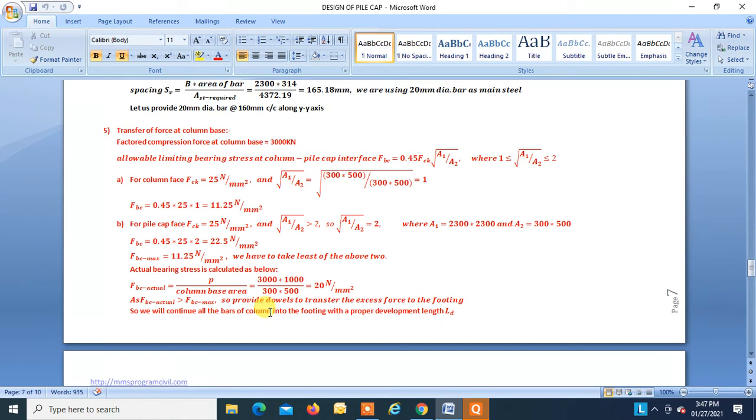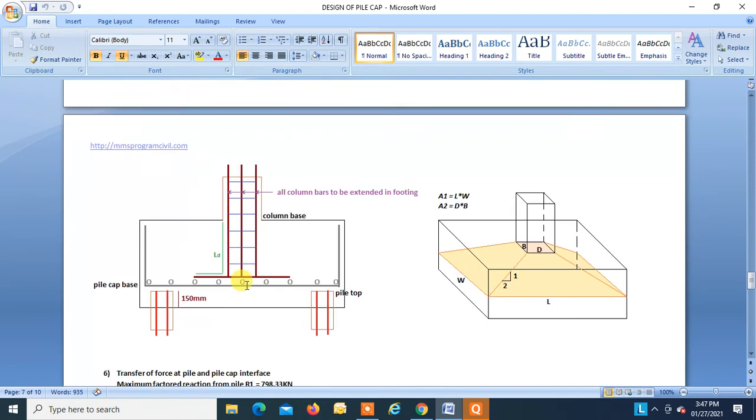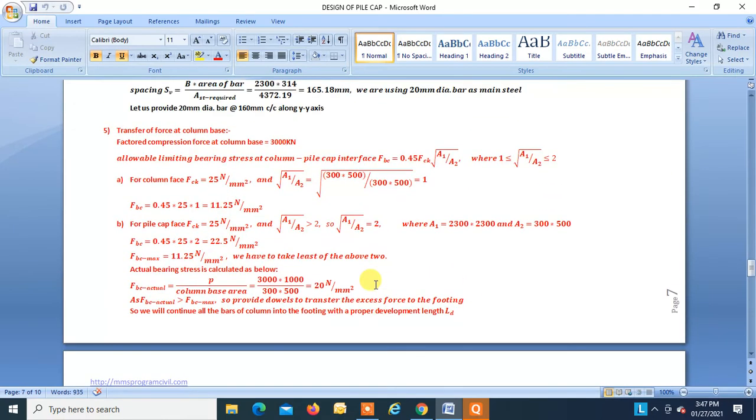So now we have already found the tensile reinforcement at the bottom. Now comes the check for bearing stresses, the transfer of forces at the column base. So this is our column, and this is the bottom of our column, and this is the top face of our pile cap. So this is the interface of column and pile cap. Factored compressive force at the column base is 3000 kilonewton.